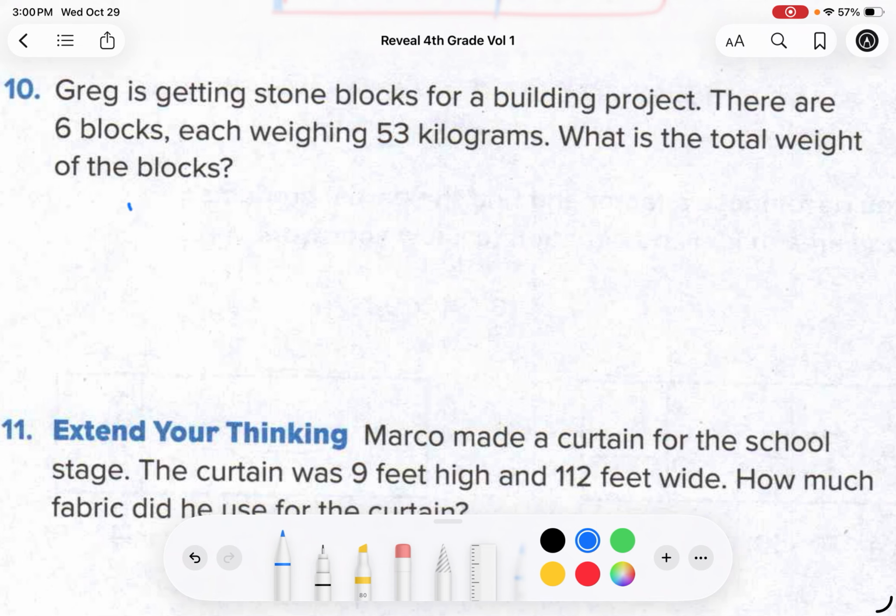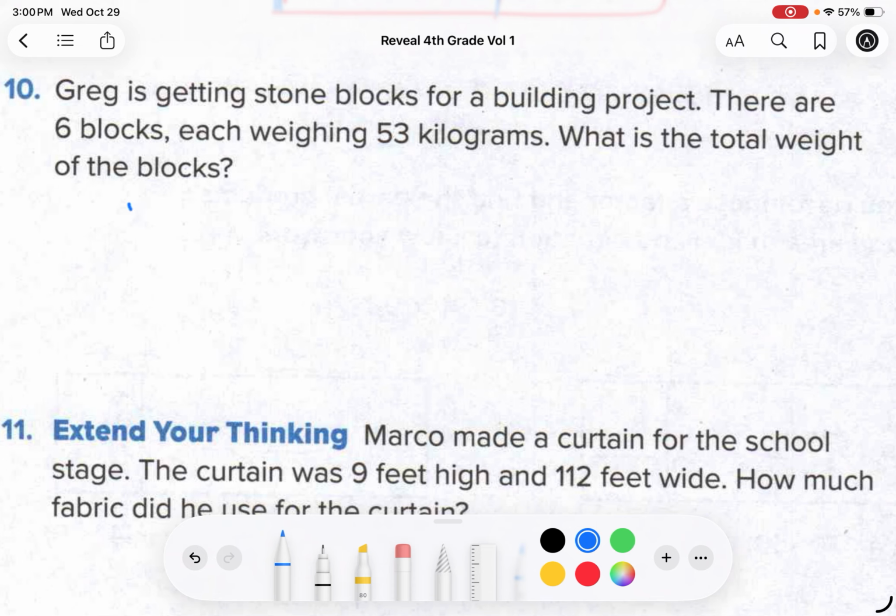Let's head to our next part now, which is our last one. Extend your thinking. Marco made a curtain for the school stage. It was 9 feet high, and 112 feet wide. How much fabric did he use for the curtain? Well, maybe you noticed, hey, this is a 3-digit number, and our lesson's only on 2 digits, and you are absolutely correct. However, we still have all the math we need to be able to solve it.